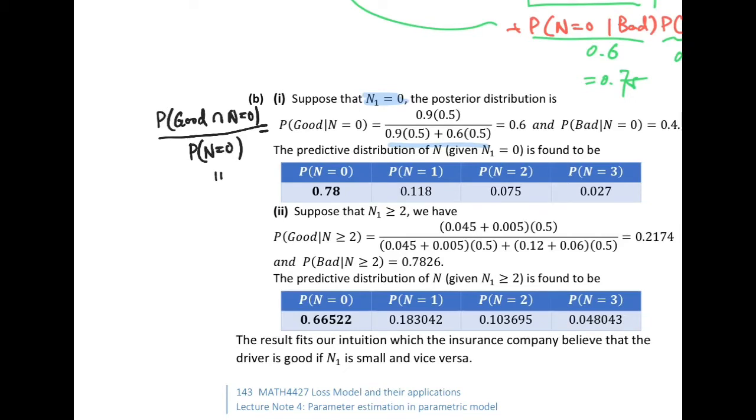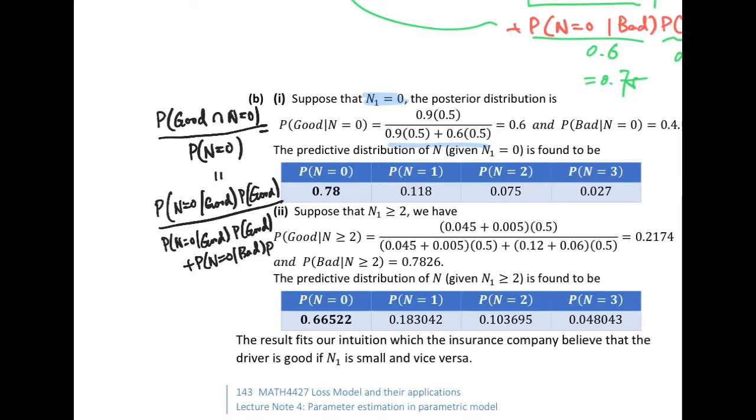Isn't it? And then this one will be equal to n equal to 0 given that it is a good driver. Okay, and then probability that good driver. And then the lower one is just a law of total probability. Okay, so here, I'm not going to memorize that Bayes rule, because it's so tedious. So I just use this sort of old-fashioned method to get this.